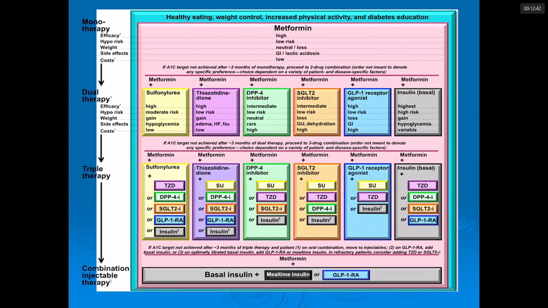Thiazolidinedione is an insulin sensitizer. It's like metformin, but metformin is weight neutral and may cause weight loss. Here they increase weight, the opposite, so don't give it to an overweight patient. It is contraindicated in stage 3 and 4 heart failure, and currently there may be an increased chance of bladder cancer.